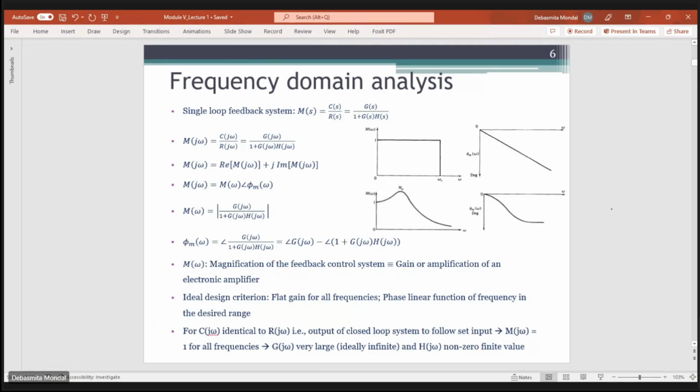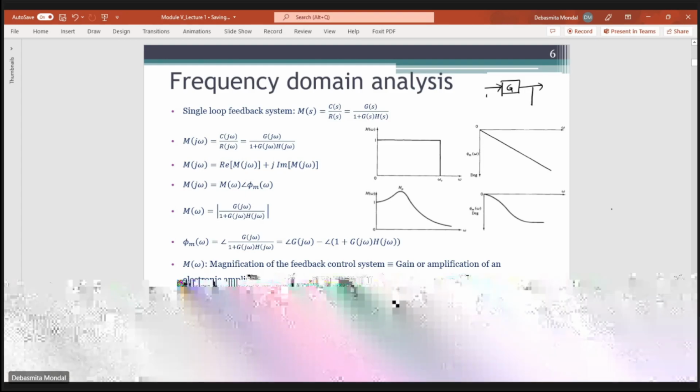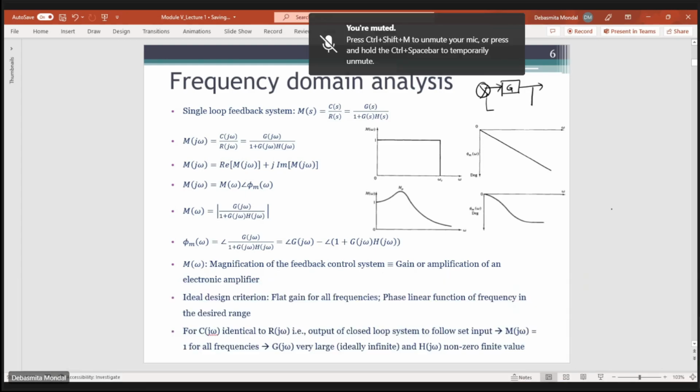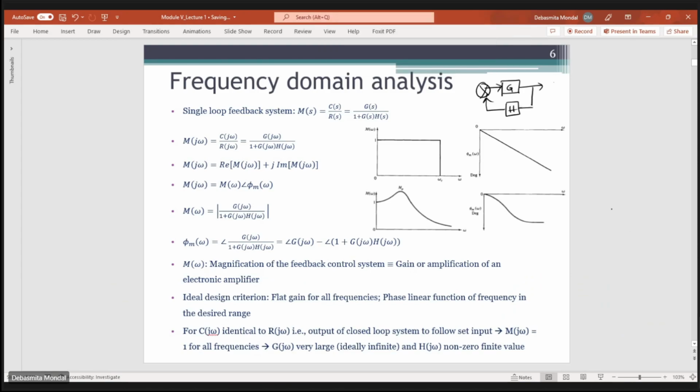So in general, let's now consider a single loop feedback system. In a feedback system, your system looks like this: you have G over here, and H is your feedback, so this is C and this is R. If this is the kind of negative feedback system loop that you have, this is plus, this is minus, you can write the expression for C(s) by R(s). So C(s) by R(s) will be G by 1 plus GH, right?